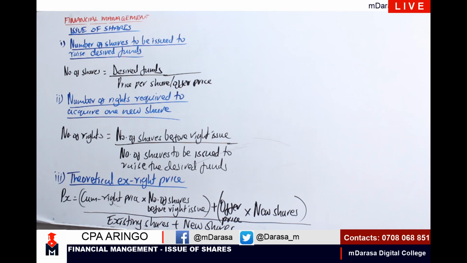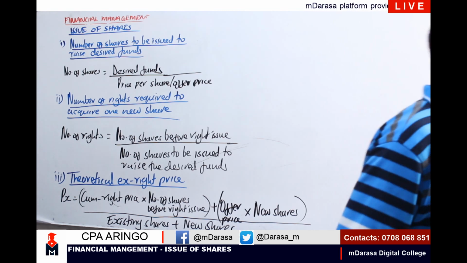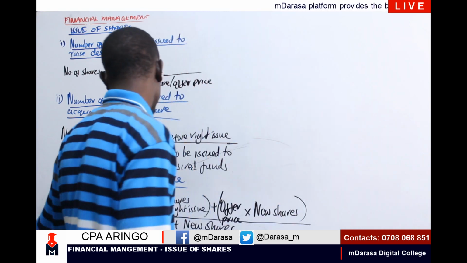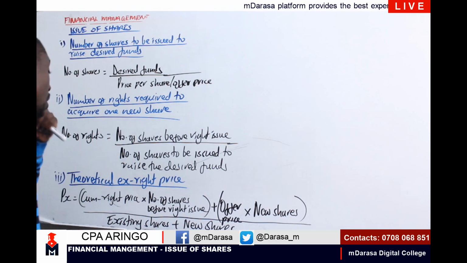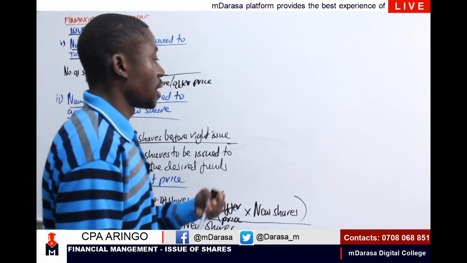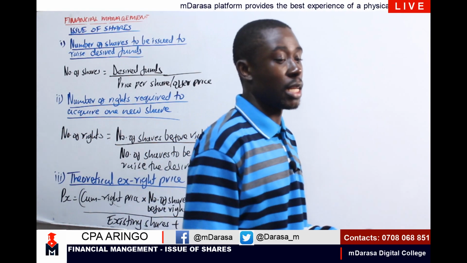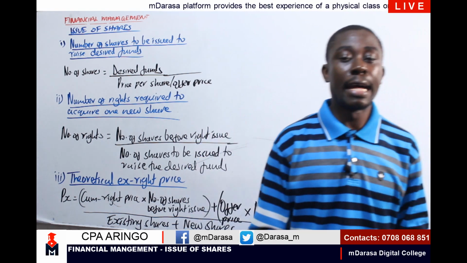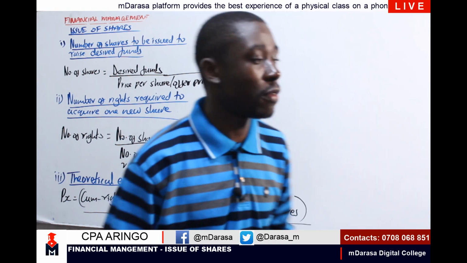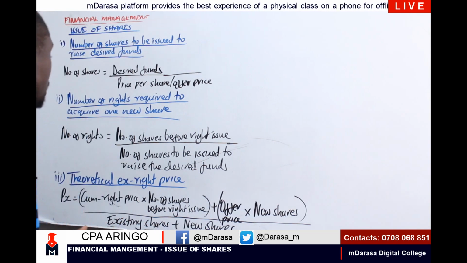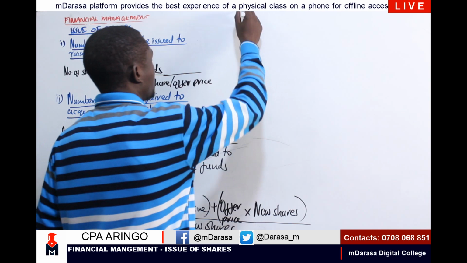Recall, basically these are just price of shares after rights issue. Theoretical ex-right price is just the price of shares after rights issue.